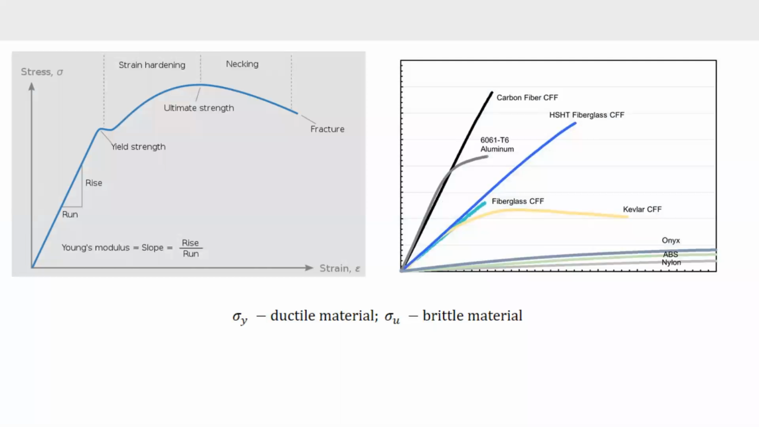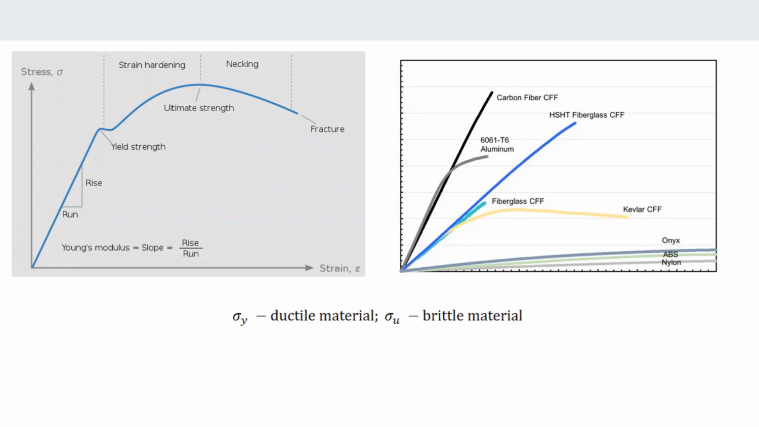Let's get started. Shown on the left is the stress-strain graph of a low-carbon steel, while on the right is a comparison of a few materials and composites. Keep in mind that yield strength is most important for ductile materials, as that is where they begin to deform plastically, while ultimate stress is most important for brittle materials, as they do not deform as much, but will catastrophically fail when reaching ultimate strength.